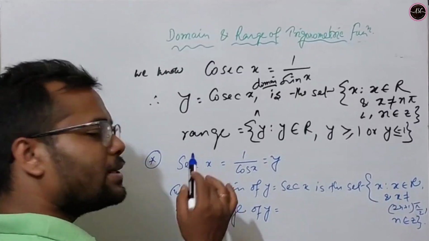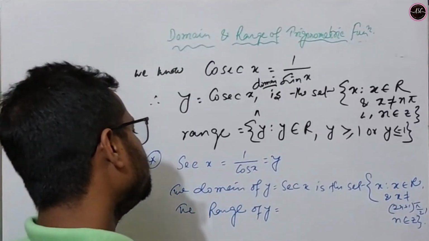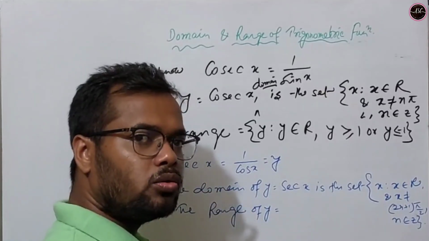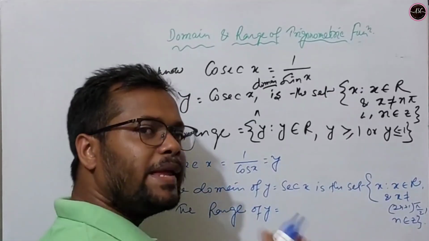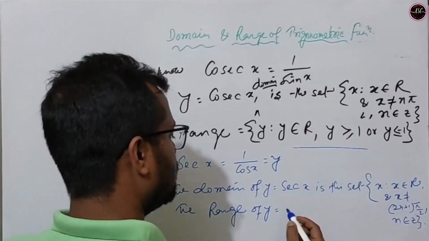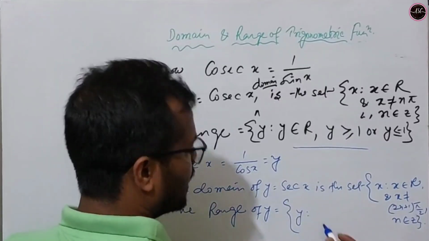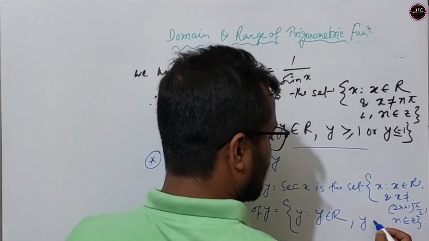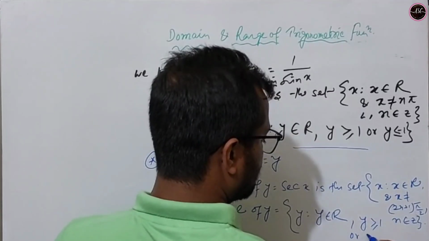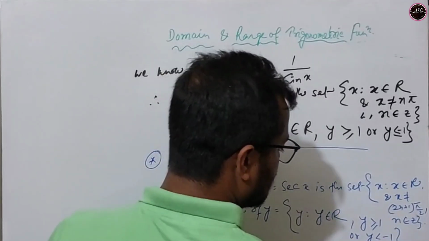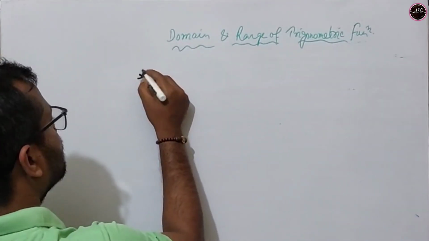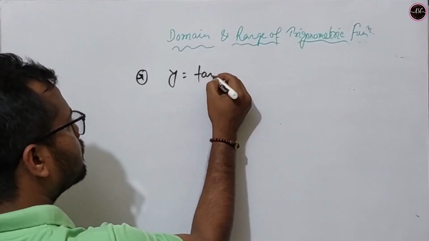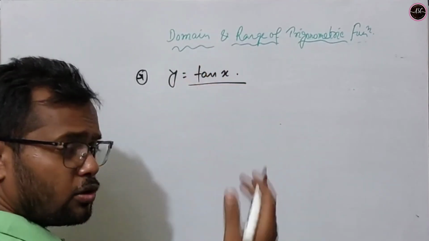If x is 0, then sec x is not defined. So except 0, all values of real numbers are allowed. Here also, the range is y such that y belongs to R, and y is greater than or equal to 1 or y is less than or equal to minus 1. Okay, clear? Now y equal to tan x. This is the trigonometric function.